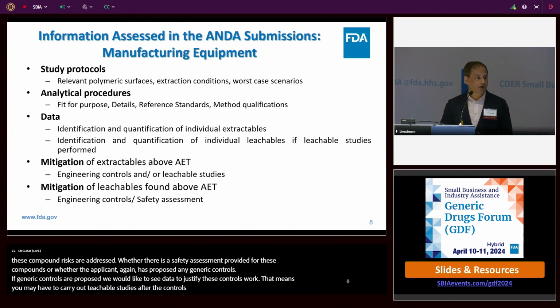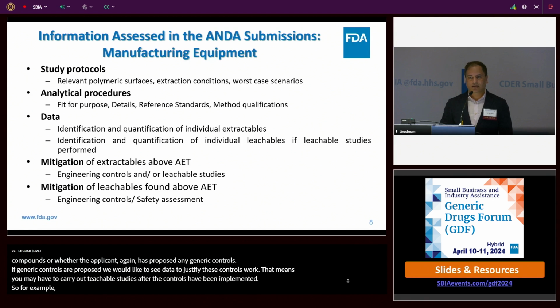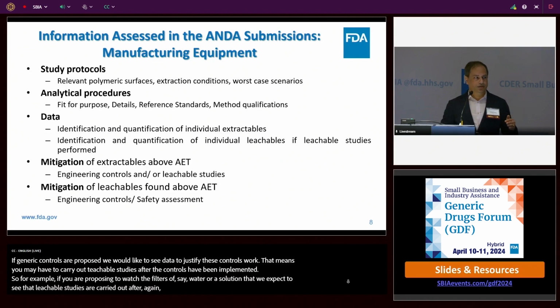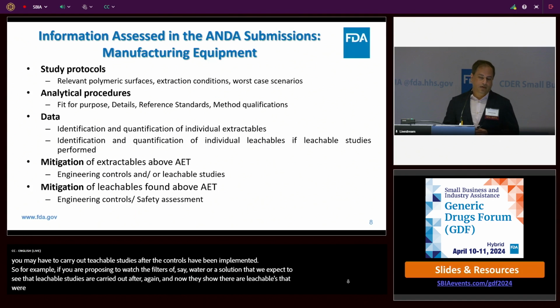So for example, if you are proposing to wash your filters with, say, 1,000 liters, I'm just making it up, of water or bulk solution, then we expect to see that leachable studies are carried out again afterwards, and that they show that the leachables that were above the AET before are now below the AET, or they are not there or could not be detected.